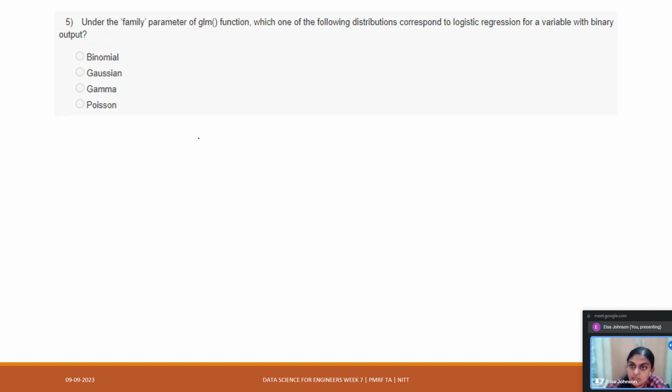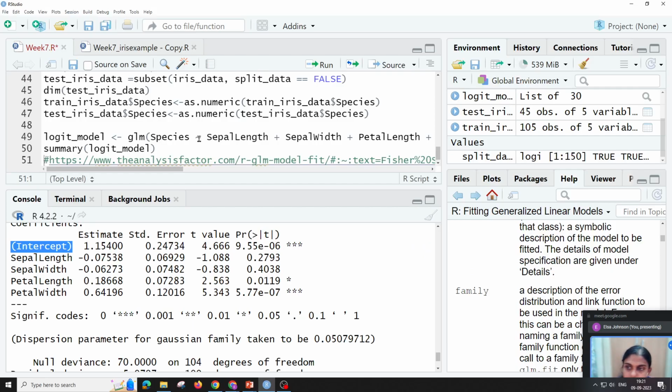Now under the family parameter of the GLM function, which one of the following distributions corresponds to logistic regression for a binary output? Okay, A, binomial. Yes, that is true. It's directly from the theory. Binomial distribution. Okay, so we will move back to the RStudio.